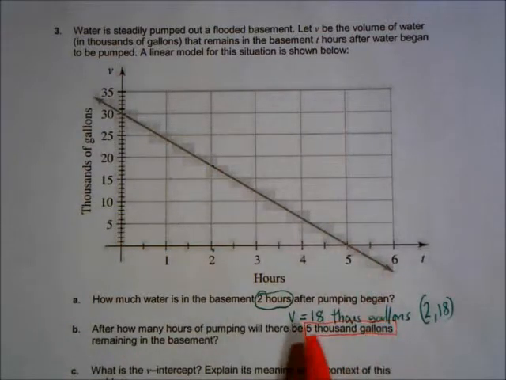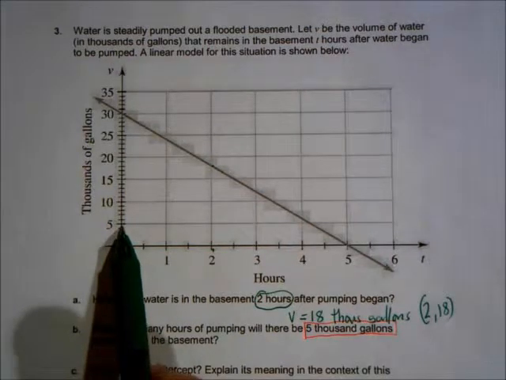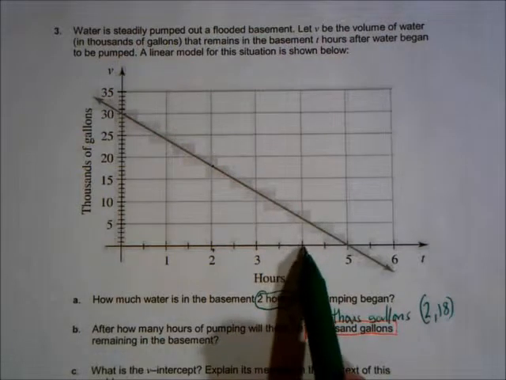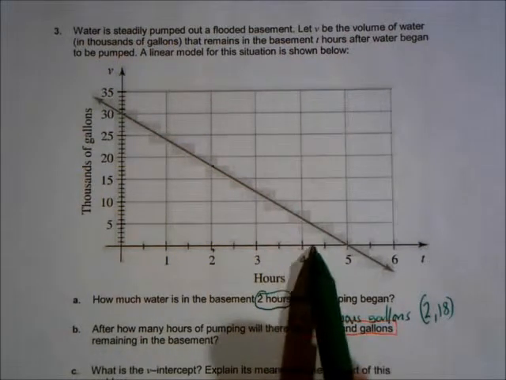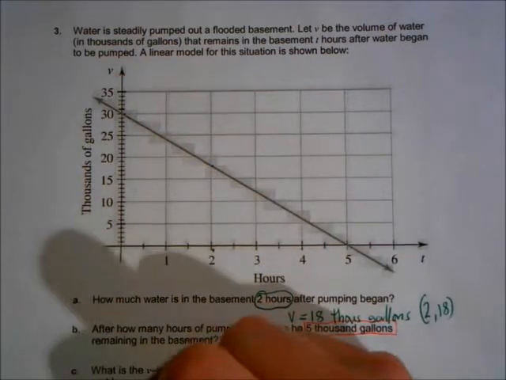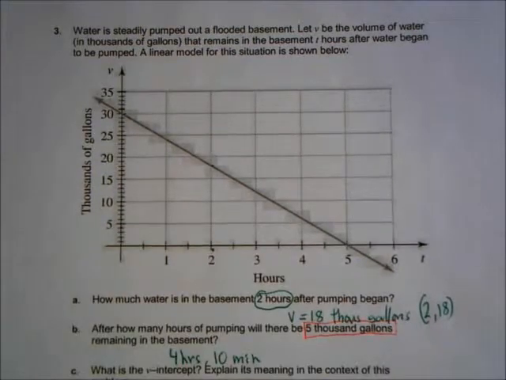So we need to go to the 5,000 gallons and come over to where we hit the line. And it looks like it's just a little bit more than 4 hours. There's 4.5 hours. So I'm going to say maybe 4 hours, 10 minutes. And again, anything reasonable there would be a correct answer. If you were to give me 4 hours, 15 minutes, I would mark that correct. 4 hours, 5 minutes, anything close, you know, sometimes that's the best you can do is approximate. So we approximate it.